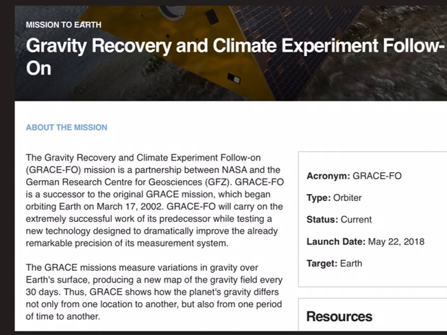And next in the line is the Gravity Recovery and Climate Experiment Follow-On mission, which is popularly known as the GRACE-FO mission. The first important point with respect to this mission is that it is a partnership between NASA and the German Research Center for Geosciences. And the objective of this mission is to measure variations in gravity over Earth's surface. And based on these observations, this mission produces a new map of the gravity field every 30 days. So basically what it does is, it shows how the Earth's gravity differs not only from one location to another, but also from one period of time to another.